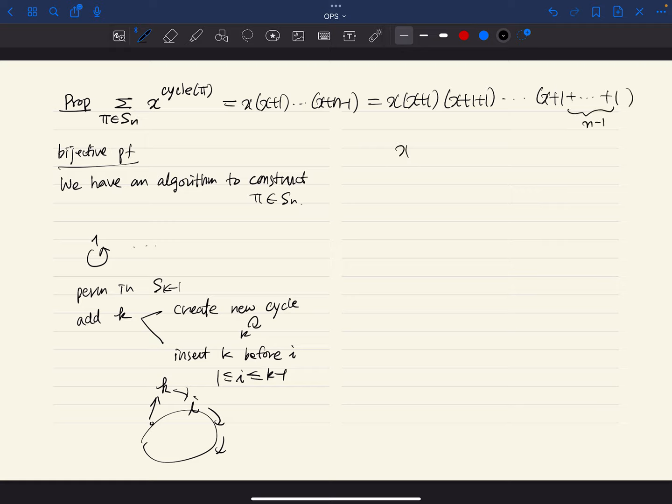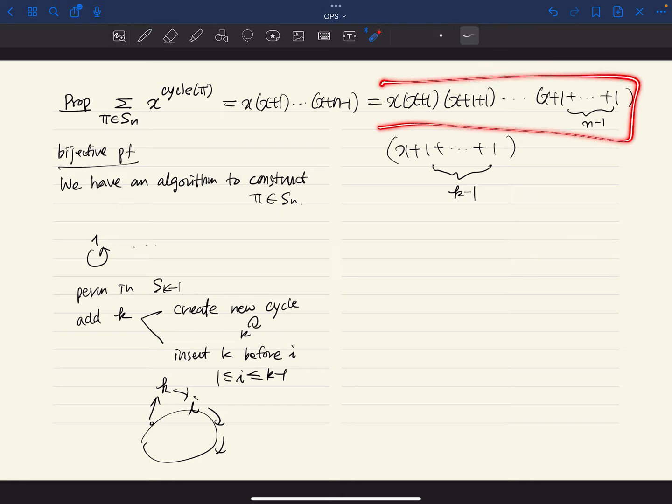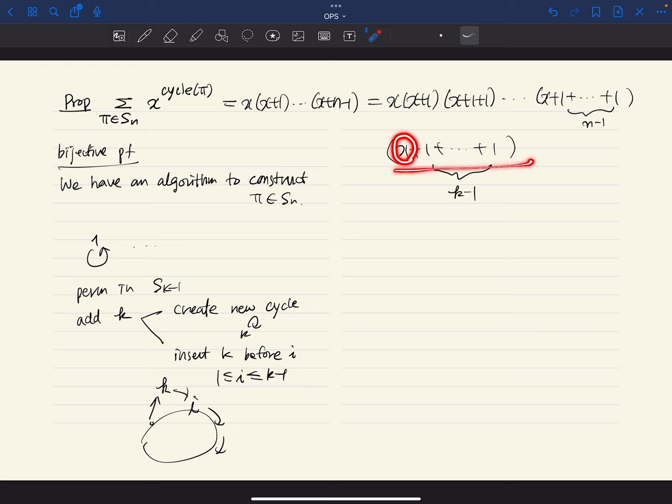So if you have the kth factor, the kth factor looks like this. So how do you expand the product of polynomials like this? You select one term in each factor, and then you multiply them all together. So the kth factor looks like this. So either you select this, or you select this, and etc.